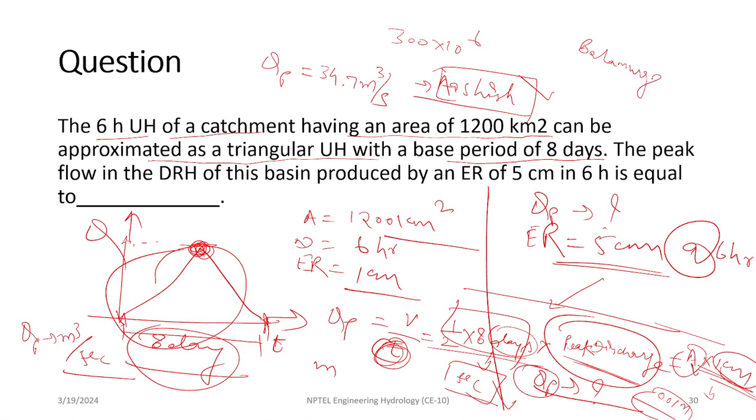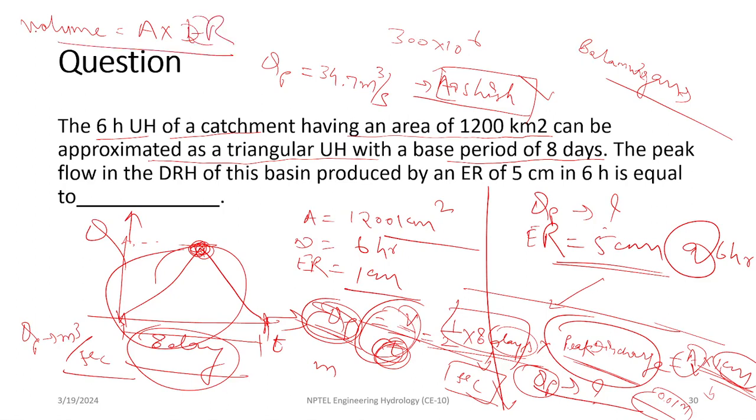Excuse me, in between I missed. Could you please repeat the concept? Discharge, you divide the volume by time. You have to multiply it by 8 because it is for 8 days, right? Keep in mind, what we are trying to do is compute QP. We are using the simple principle: volume equals area of the catchment into direct runoff, effective rainfall depth. ER you can write.